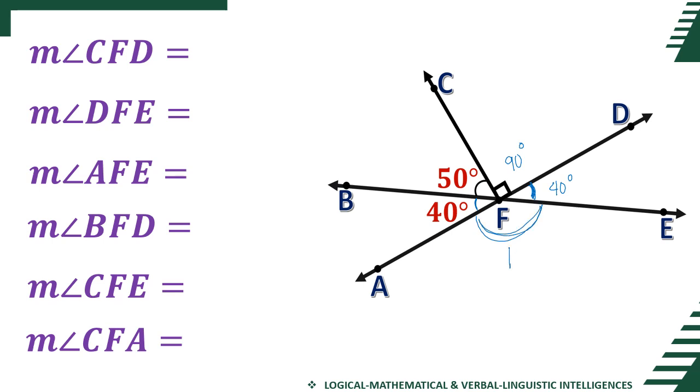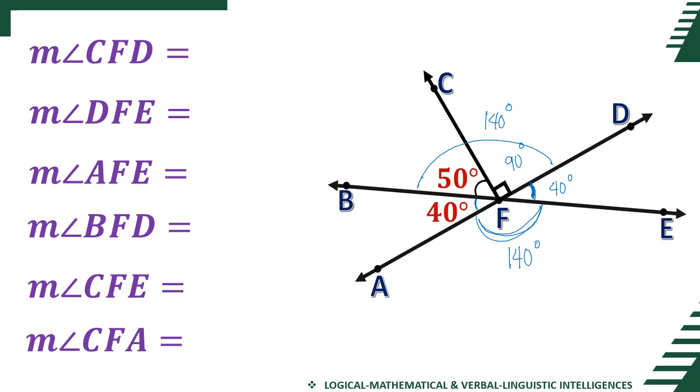Hence, this is 180 minus 40 degrees. This is 140 degrees. Or you can also have the idea of vertical angles. AFE and BFD are vertical angles. So 50 plus 90, it is also 140 degrees. This one is also 140 degrees, right? So definitely you can utilize that hint as well. So you will have the same answer. It's still 140 degrees. So we're done already.